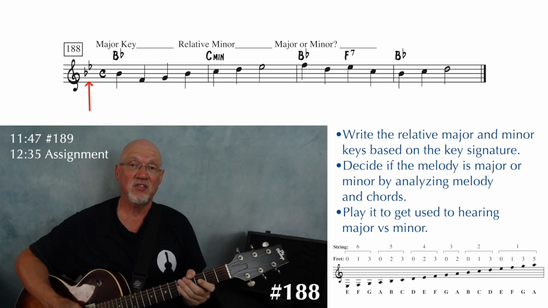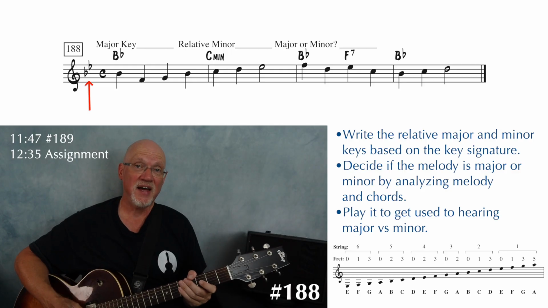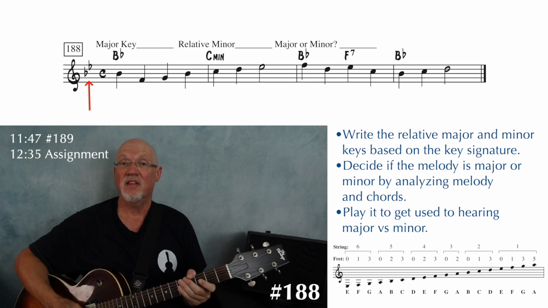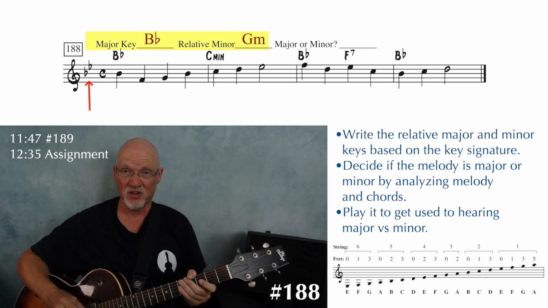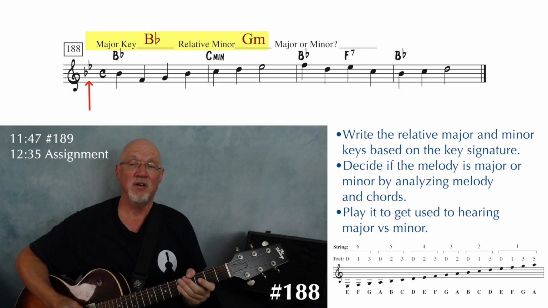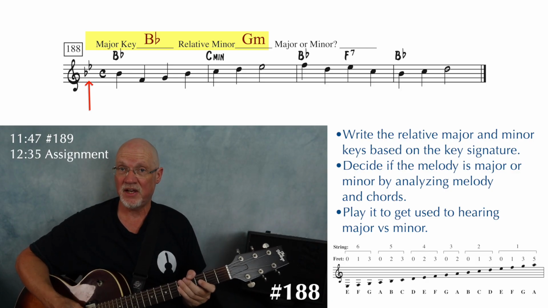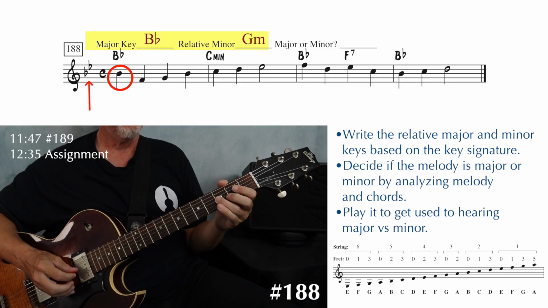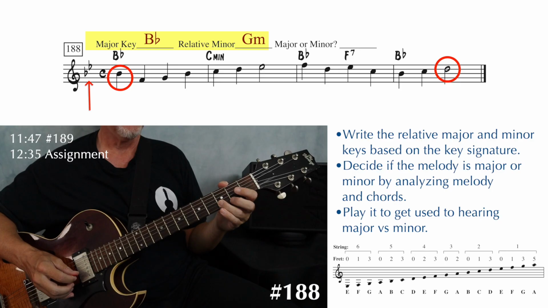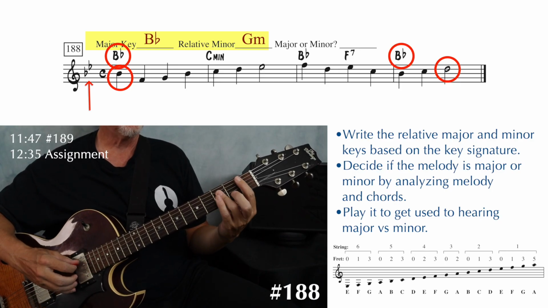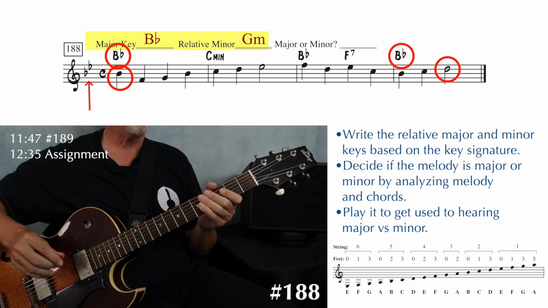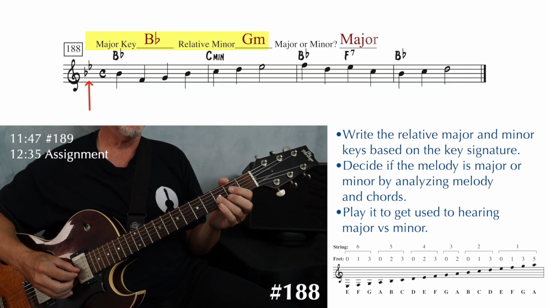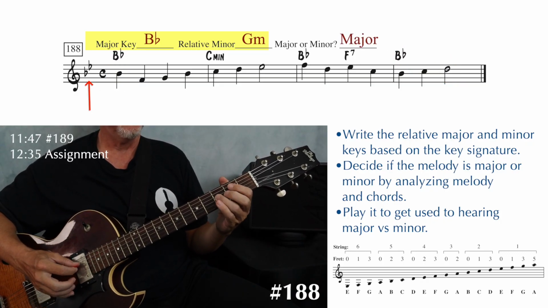Number 188 has two flats in the key signature, B flat and E flat. To find the name of your flat key, take the second to last flat in the row, in this case B flat. That is the name of your key. You don't have to alter that note like you do with sharps. And the relative minor of B flat major is G minor. This one begins on a B flat note, ends on a D note, and our first and last chord is B flat major, so pretty clear indication that we are in the key of B flat major.